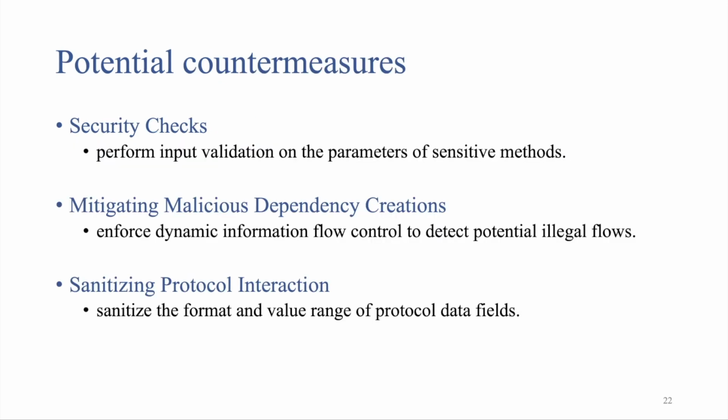So let's discuss a little bit about the potential countermeasures. A very straightforward but effective way is to apply security checks to the vulnerable code. More specifically, we can perform input validation on the parameters of the sensitive method. Actually, many reported vulnerabilities have been patched in this way. More fundamentally, we may mitigate the malicious data dependency creation. For example, we may enforce dynamic information flow control to detect potential illegal flows.